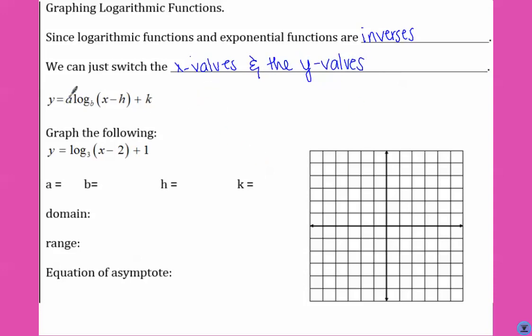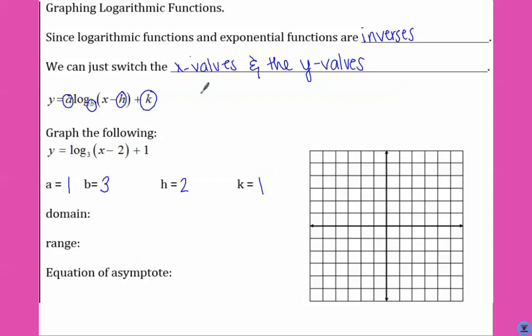So a is going to be out in front, b is our subscript, h is in the parentheses, k is on the end. So if we wanted to graph log base 3 of x minus 2 plus 1, a is 1 because there's nothing out in front, our base is 3, h is 2, and k is 1.